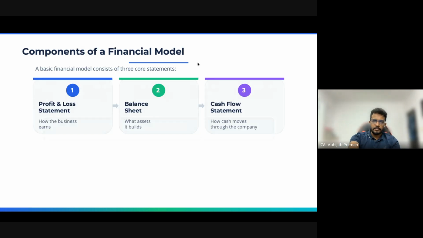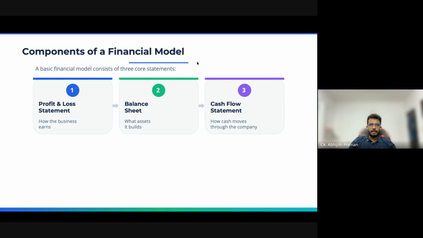Then components of a financial model. Again, these are not all the components. These are the basic components. The basic financial model consists of three core statements. One is the profit and loss statement, how the business earns, what is the profit of the business. Okay. Then the balance sheet, what are the assets and the liabilities of the company. Then the cash flow statement, how cash moves through the company.